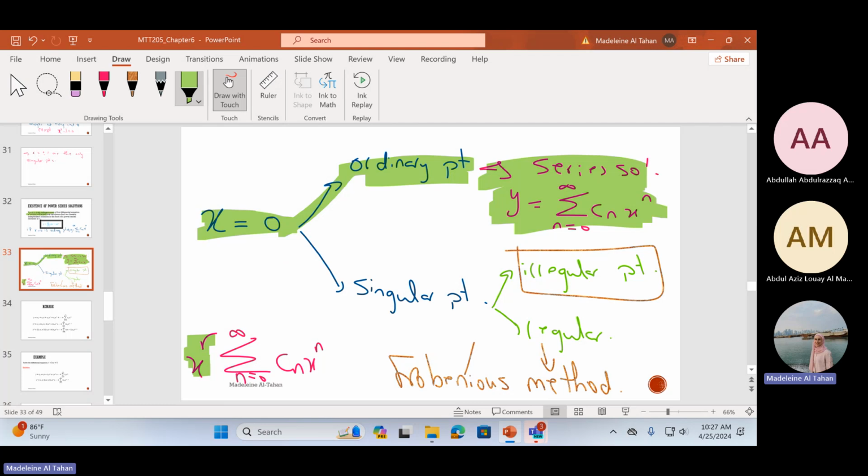Any questions so far, Miss? So mostly all our questions will be around x equal to 0. If x equals 0 is an ordinary point, then we can have a series solution of the form y equals sigma Cn x power n from n equals 0 to infinity. We should differentiate it. Why? We have a differential equation, so we have y prime and y double prime.